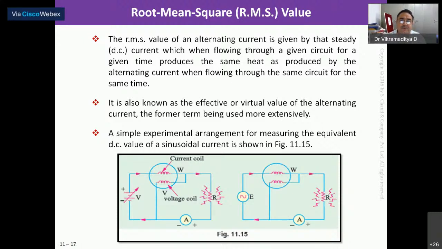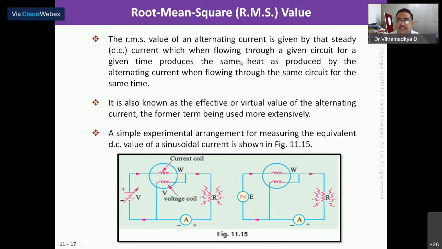Basically, if you take the average value of any symmetrical alternating quantity, its average value comes out to be 0. But the current is flowing, and due to this current, heat is being generated. Then we cannot say that nothing is going on. 0 means nothing is going on, because when you take the average value, positive will cancel the negative, so you will get 0. However, the alternating quantity produces heat.